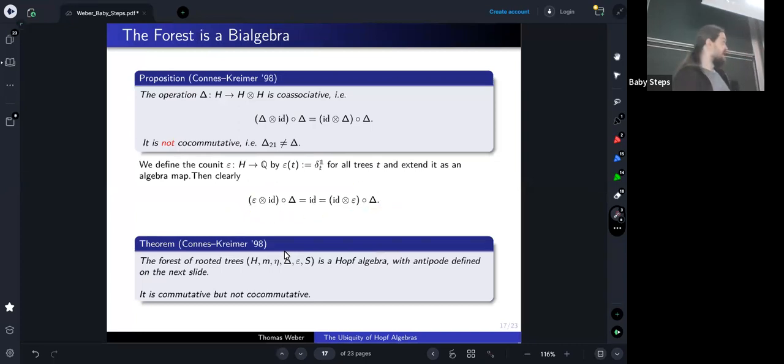And what turns out is you can show that the Hopf algebra is not only a coalgebra, it's even a bialgebra. And this is the way that we built it, because the coproduct and counit are by definition algebra morphisms. So this is easy. But it was shown by Connes and Kreimer that we have even an antipode. So the forest of rooted trees is really a Hopf algebra. And you will see the antipode on the next slide. I just want you to note that we have commutativity, but not cocommutativity.